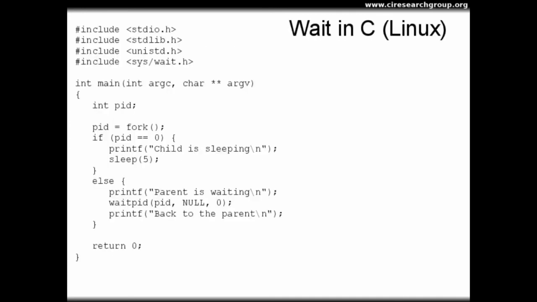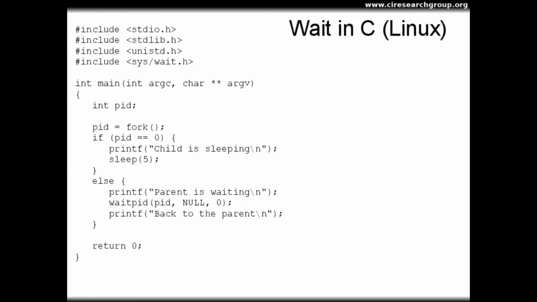Now, the C code illustrating the act of waiting on a child process to terminate barely fits on one slide. In order to get access to the waitpid function on Linux, I need to include the sys/wait.h header file. In this example, I fork a child process that sleeps for 5 seconds before exiting. In my parent code, I announce that the parent is waiting, then I call waitpid to wait for the child to terminate. In this simple example, I need to pass 3 arguments to waitpid: the process ID of the child, which fork returned to the parent above, followed by a null pointer, followed by the number 0.